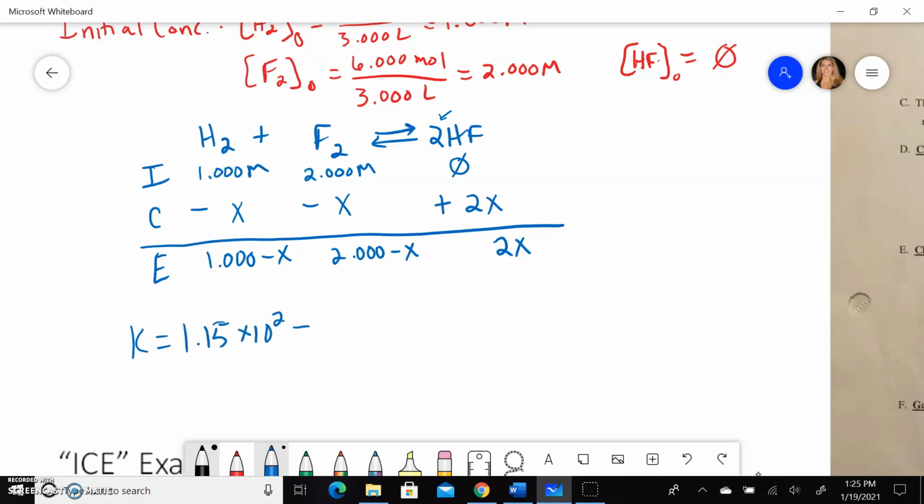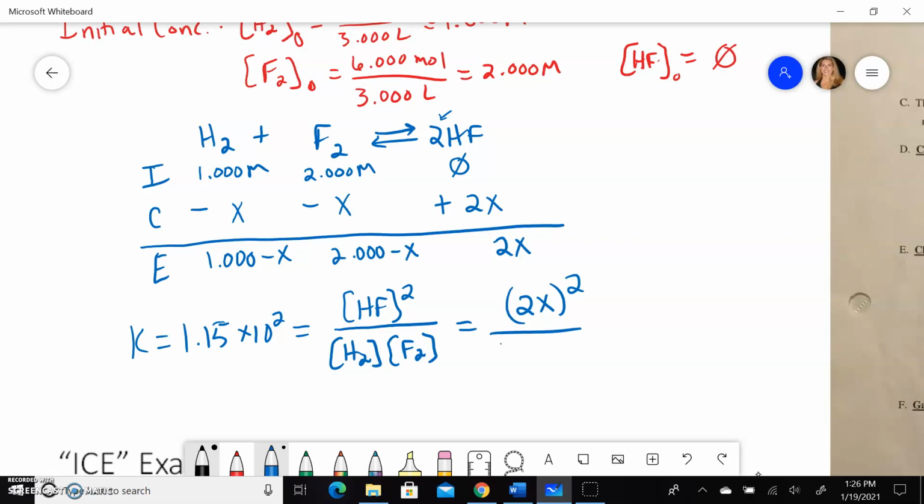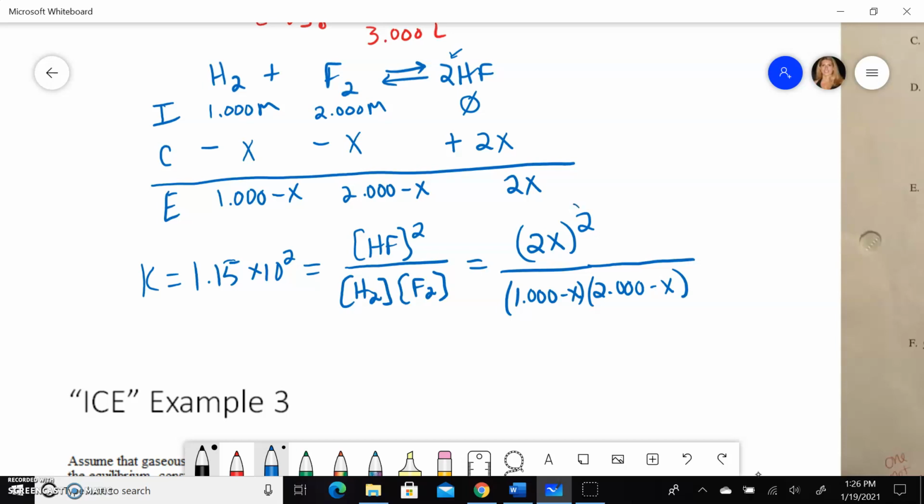So this was given to us in the question. And at equilibrium, we're going to have 2X for hydrogen fluoride. Don't forget to keep that square on there. So it looks like this. And now we need to solve for X. So now it has become quite a challenging algebra problem. Let's go ahead and start by simplifying it a little bit. Don't forget that when you square something like this, you have to square both the number and the exponent.